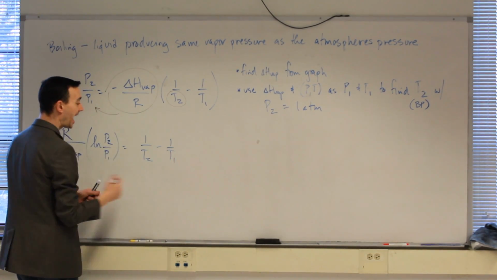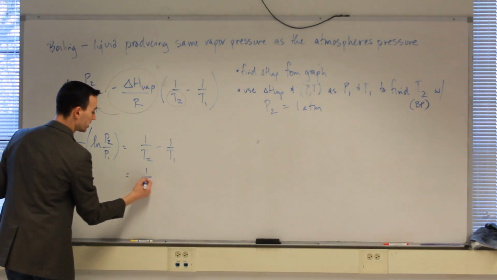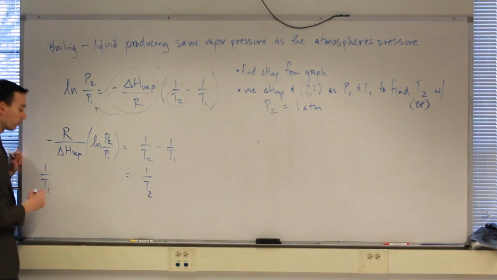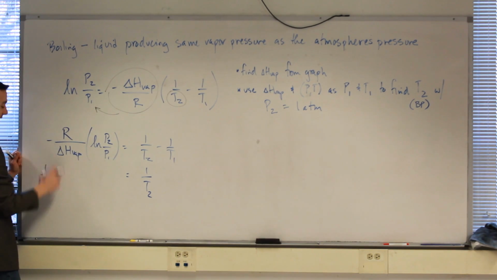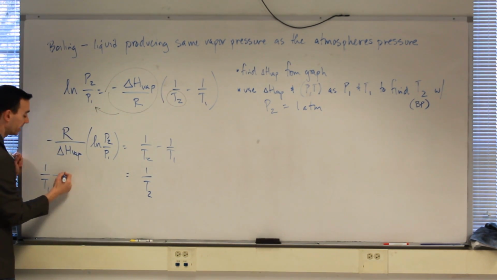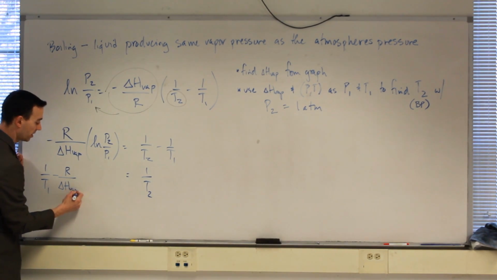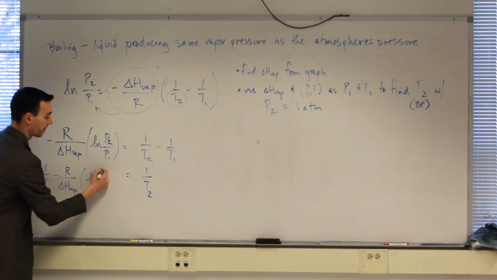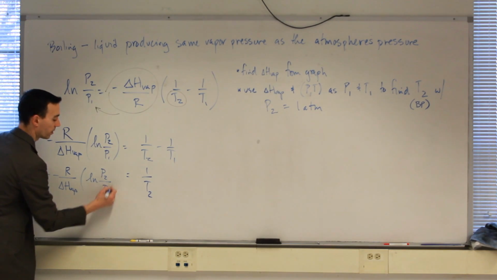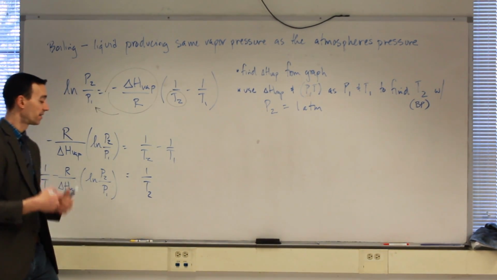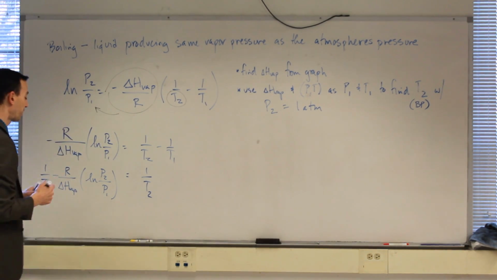Now we can just add the 1 over T1 to this side. So 1 over T1 would be added. So we might as well have it be first, minus the R over delta H vap ln P2 over P1. And then T2 being in the denominator, unfortunately the whole thing needs to be flipped.